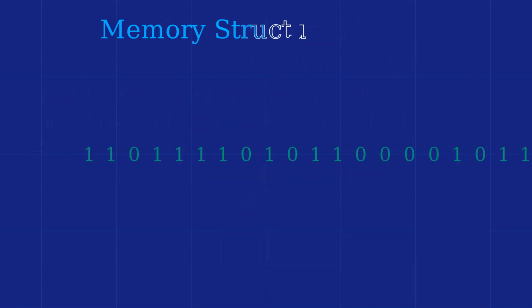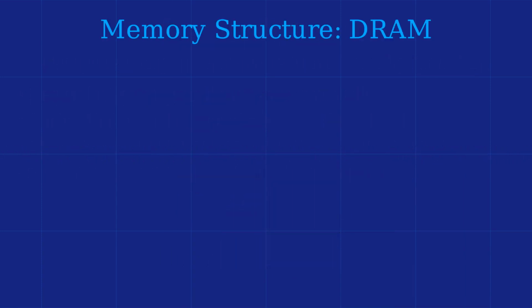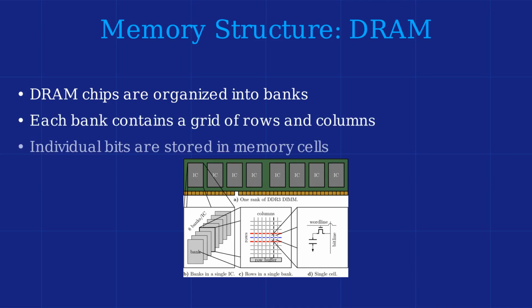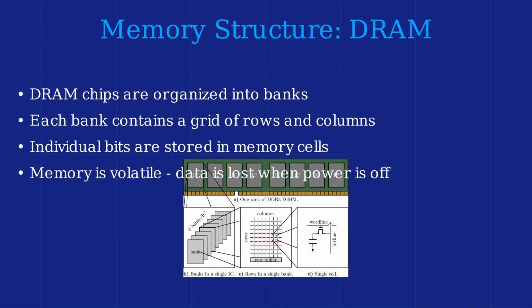Now let's look at how memory is physically organized. Most computers use DRAM, dynamic random access memory, for main memory. DRAM is organized into memory modules called DIMMs, which contain multiple integrated circuits. DRAM organizes data in a hierarchical structure, starting with memory modules. Each module contains multiple chips, which are divided into banks.